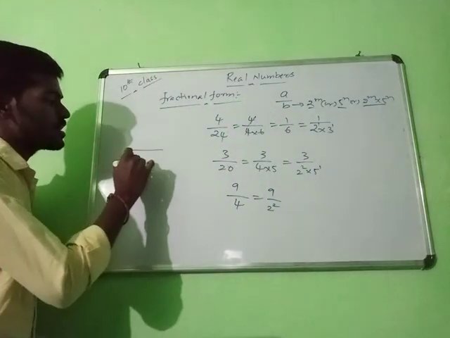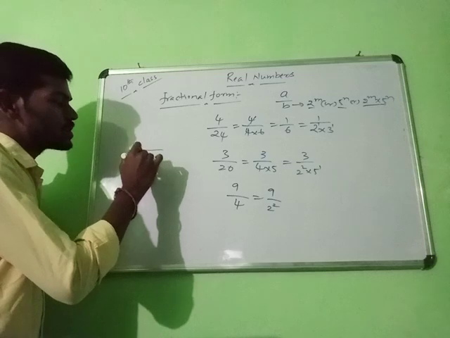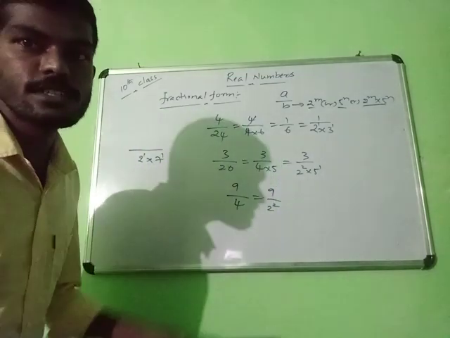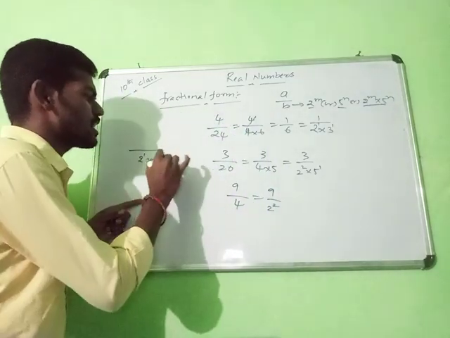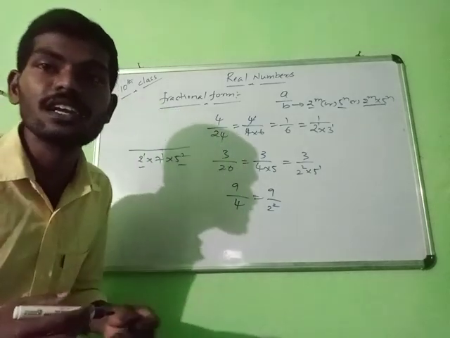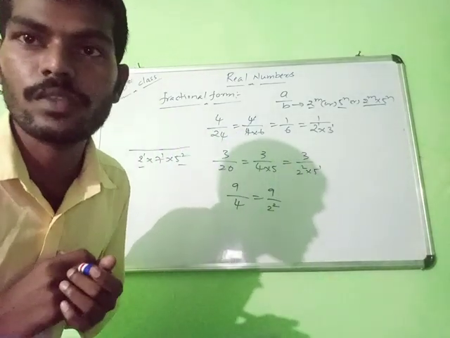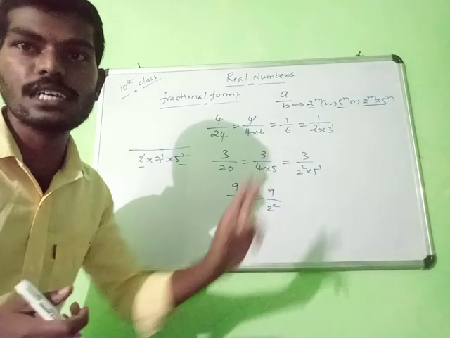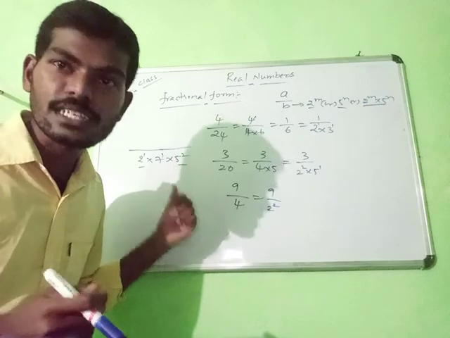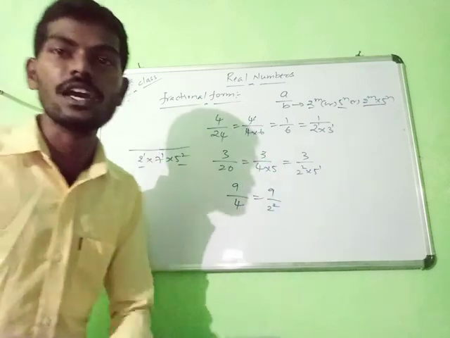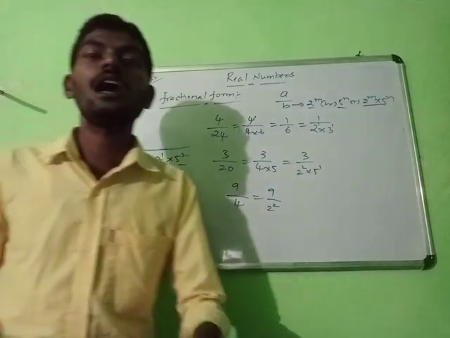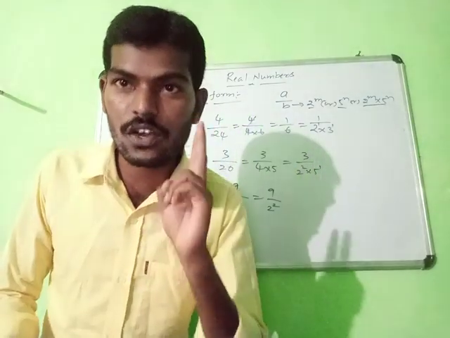For example, take 2 power 2 into 7. This is non-terminating because another number, 7, is there along with 2. Or take 5 square also: 2 is there, 5 is there, so will it be a terminating decimal? No. Because 7 more is there here. So compulsorily only 2, or only 5, or both 2 and 5 only must be there.